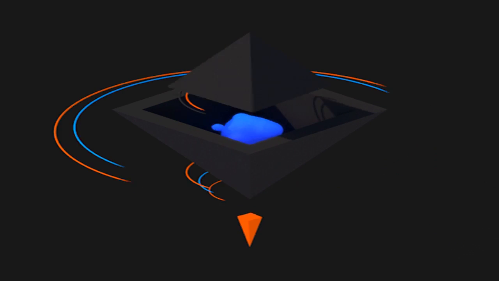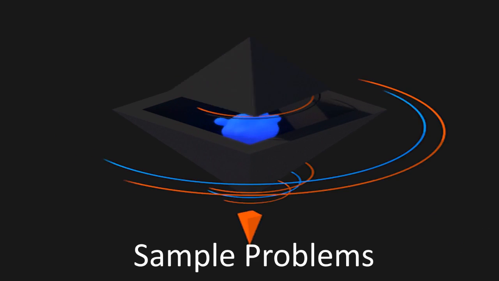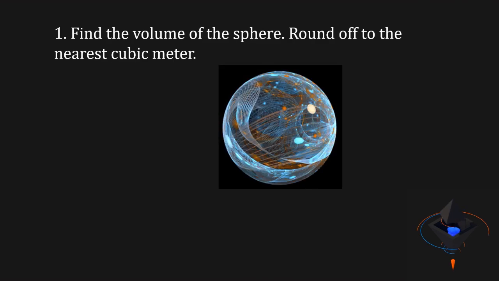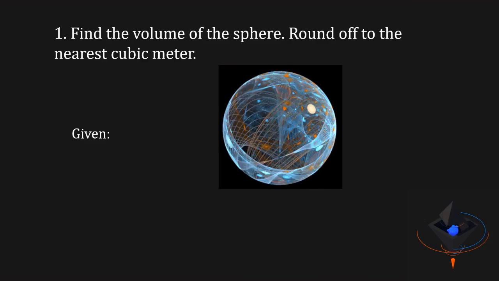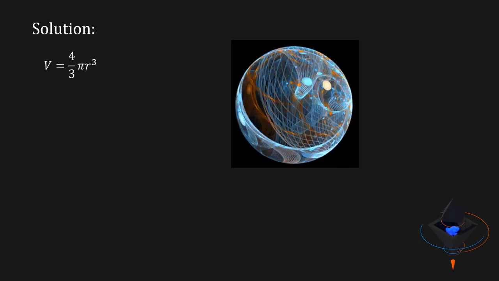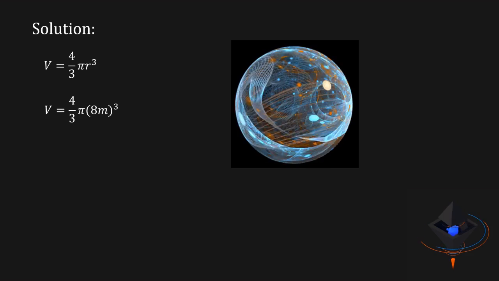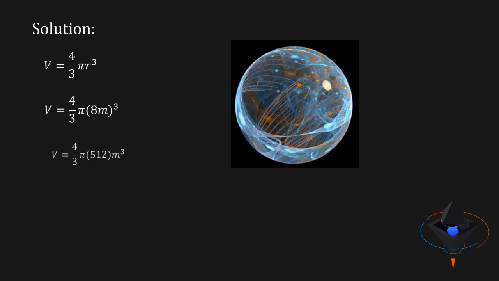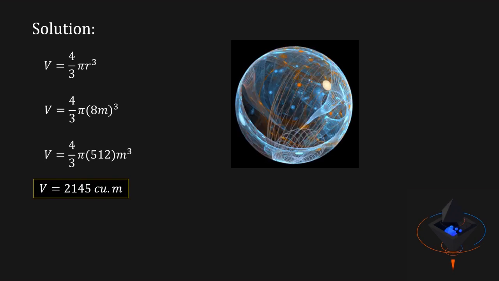Next up is our sample problems. So, let's try to solve a few problems. Number 1. Find the volume of this sphere. Round off to the nearest cubic meter. We are given a radius of 8 meters. So since we know the formula of the volume to be 4 over 3 pi r cubed, we can directly substitute the given to the equation. Now substituting 8 to the equation, we will get 2,145 cubic meters.